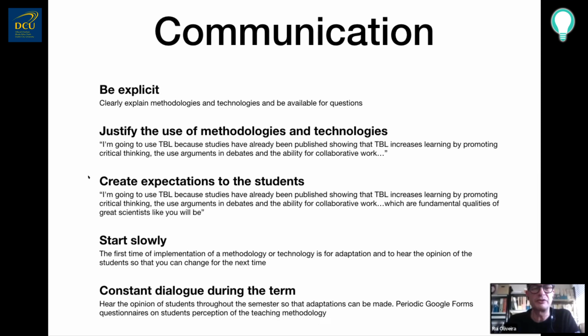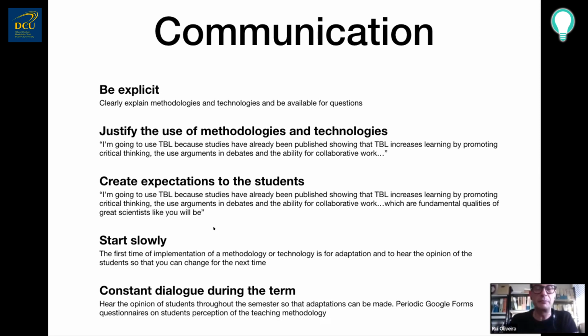So to engage the students, I told them that if you do the TVL, you increase the ability for collaborative work, which would be a very important skill for their future as professionals, as scientists, so they could project themselves in the future doing things that they are doing during the classes. So for each technology and methodology, I started slowly. The first time it was a trial to see how was the reaction.